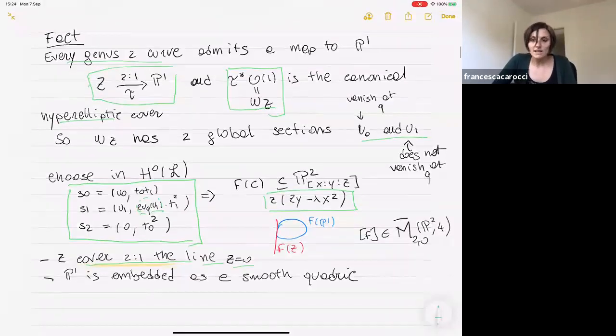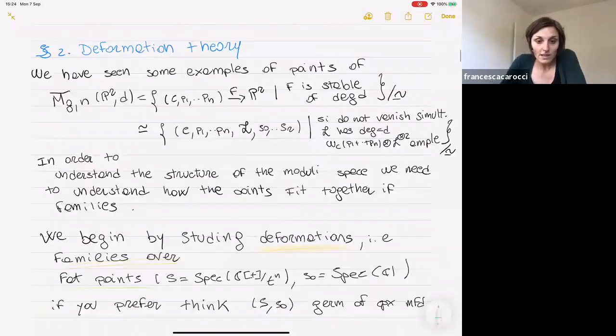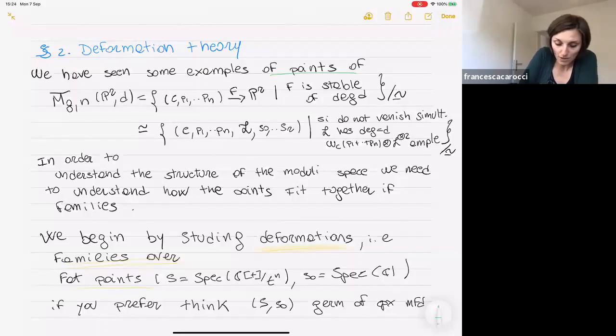And essentially, this example that we have seen, these are the building blocks of stable maps. Any stable map is going to have some components that are contracted, some components which map as a finite cover on their image, and some components which are embedded. Okay, so these are all examples of points in this moduli space of stable maps to projective space, which we have also rephrased as the moduli space of curve, line bundle, and section.